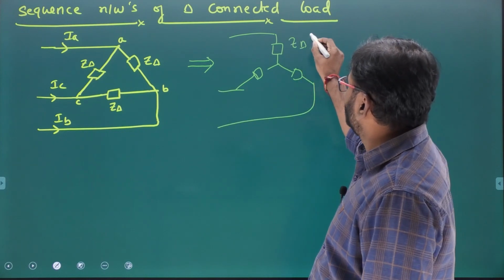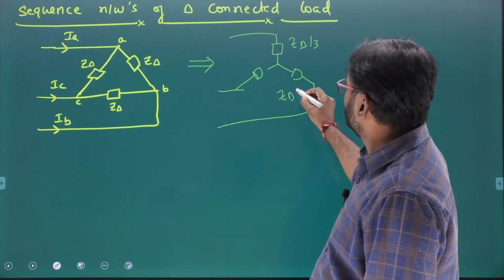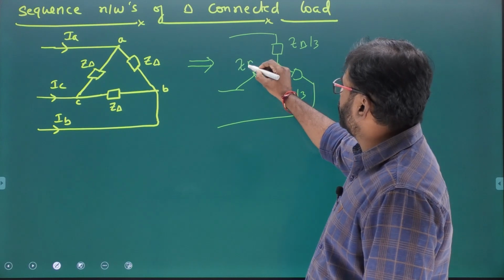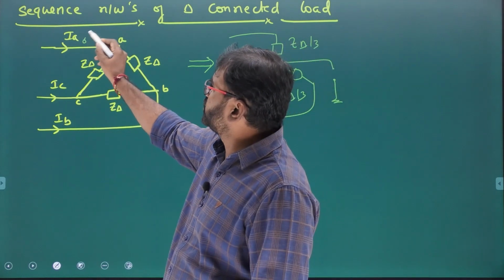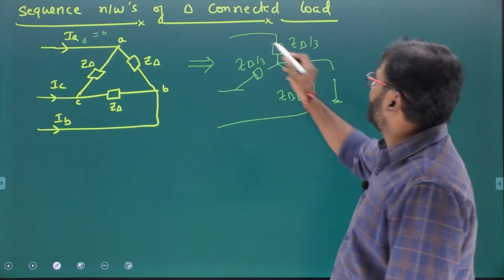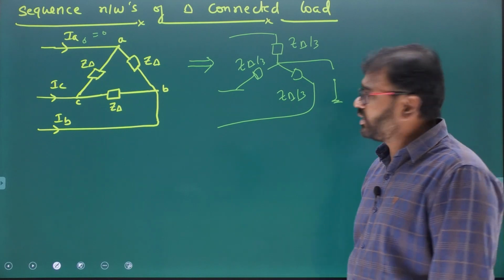So this is Z delta by 3. But what about the neutral? There is no concept of zero sequence current, IA0 is 0. If you show that IA0 is 0, the neutral must be open, correct or not?